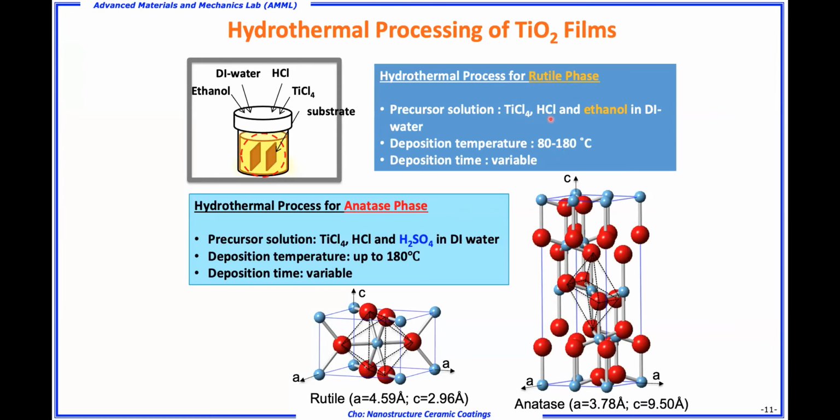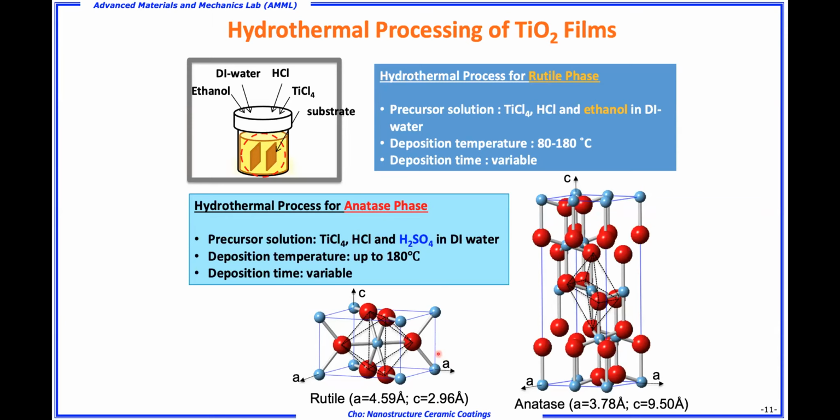Using HCl for pH control is really important to generate the rutile. In order to generate rutile, the pH needs to be really low. On the other hand, if we want to generate the anatase phase, we can add sulfuric acid. By adding sulfuric acid, we preferentially form the anatase phase rather than rutile.